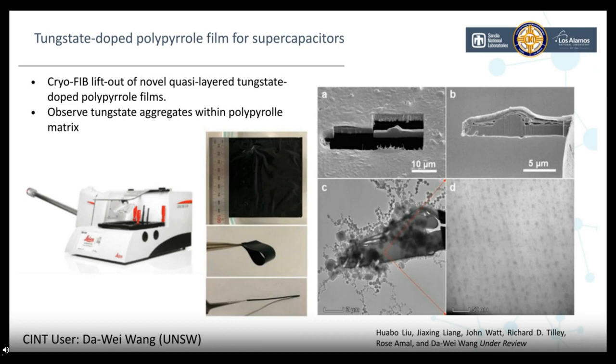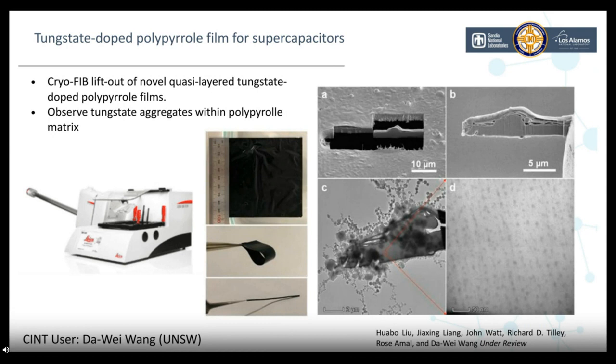Another example, and this is an example of cryo-FIB lift-out and lamella preparation of a polymer. This is with a CINT user and collaborator from the University of New South Wales, Darway Way. Here they made tungstate-doped polypyrrole films with supercapacitors, and they wanted to look at the distribution of tungstate aggregates within the polypyrrole matrix.